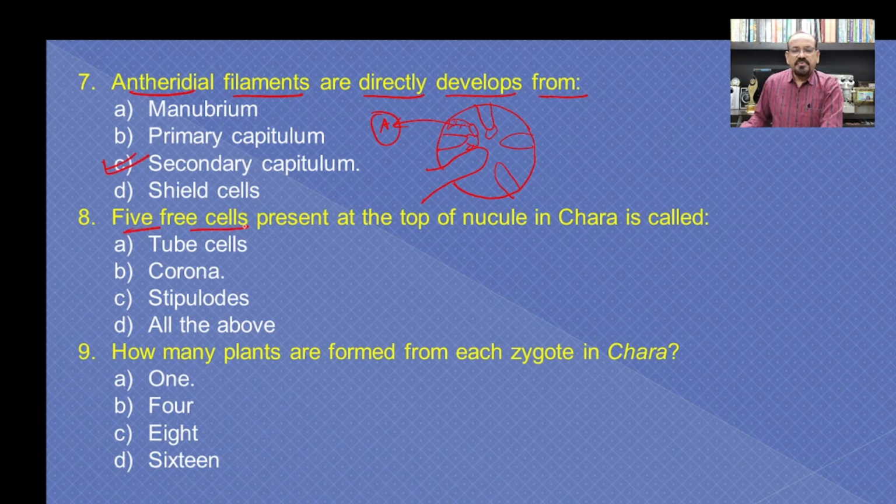The 5 free cells present at the top of the nucule in Chara are called as. You might have seen the structure of Chara, which is encircled by twisted cells wrapped around the nucule, and they are free at the top of the nucule. These cells are known as the corona. So B will be the correct answer for this question.